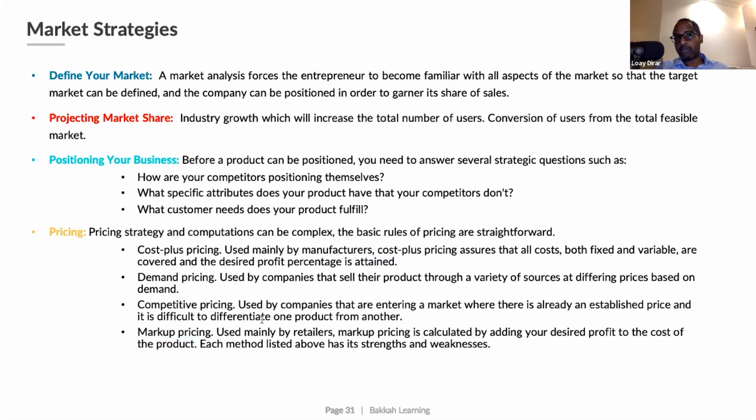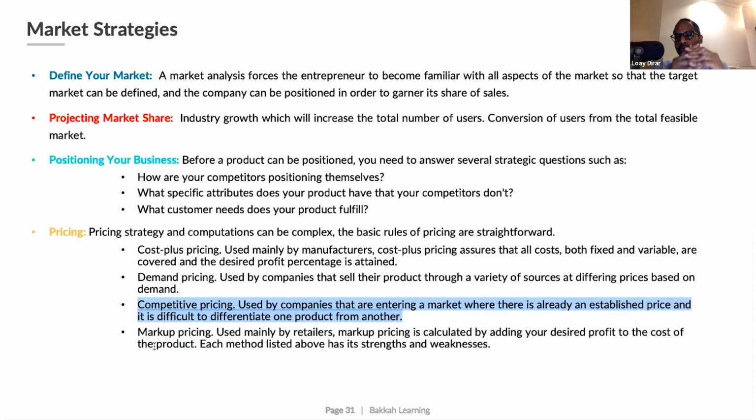So as I mentioned earlier, are you going to start with a low price or with a high price? It is used by companies entering a market where there is already an established price and it's difficult to differentiate one product from another. If you do have the right capabilities in place that will enable you to produce in mass, we call it economy of scale, meaning producing hundreds or maybe thousands or maybe millions of items.